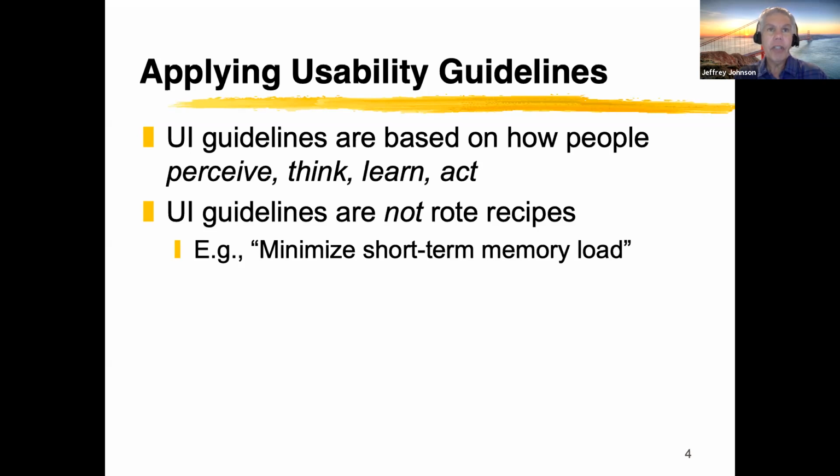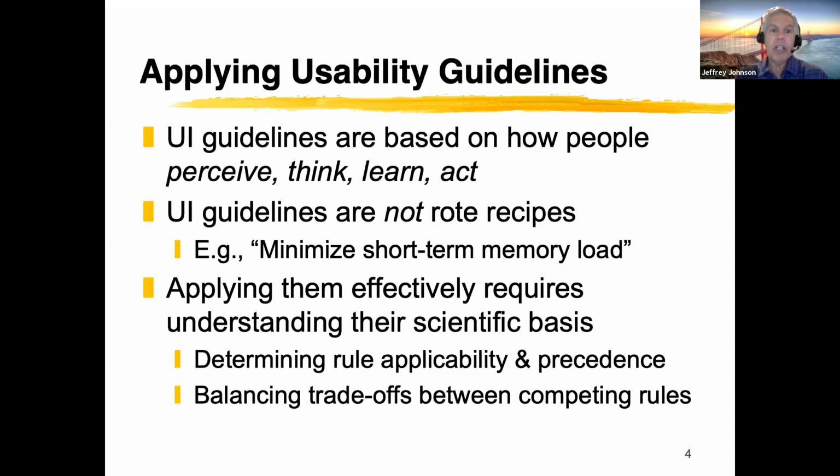So the other thing to know about user interface design guidelines is that they're not rote recipes. That is, like if you follow a recipe for a cake, you'll get a good cake. But user interface guidelines are not like that, because you have to understand the terminology of the guidelines, first of all, but you also have to understand where the guidelines came from. What is the basis of this guideline? So for example, if we say minimize short-term memory load, what does that mean? What is short-term memory? What is long-term memory? What kinds of memory do people have? And what does minimize it mean? What does it mean to minimize short-term memory load? So that's more or less what this talk is going to be giving you some background in.